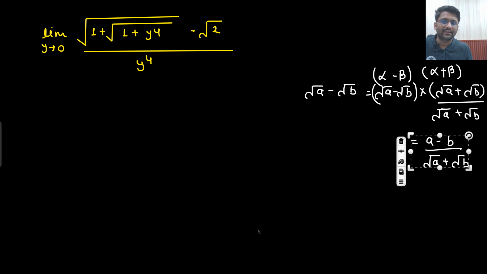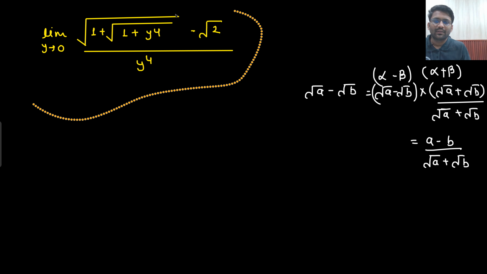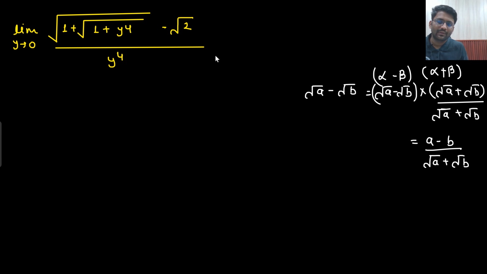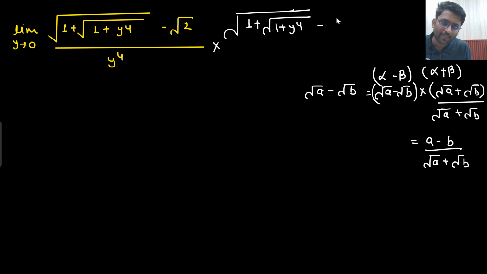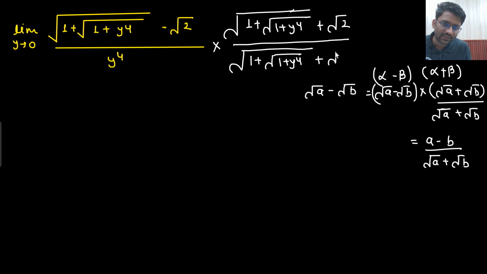So mostly in these kinds of problems, you multiply the same upward and the same downward as well. Limit of 1 plus under root 1 plus y to the power 4 minus under root 2. This is minus, so here I will put a plus, whatever the sign here, and multiply the same downward as well, plus under root 2. In the examination, you will not have to write down this step.